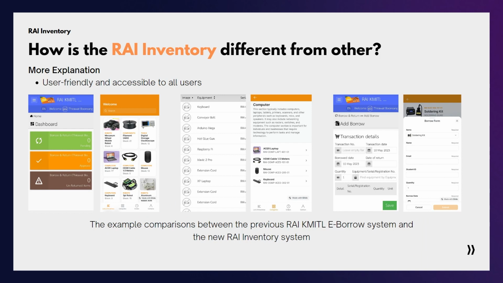Next, it needs to be user friendly and accessible for our users. As you can see here, the comparison between the old system and our RAI inventory, we can see the UI is friendlier, easier to use, and can be understood from the first time you see it. This is a big step that changed the old unfriendly system to the new user-friendly system.